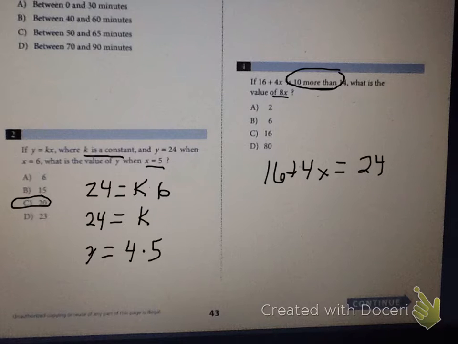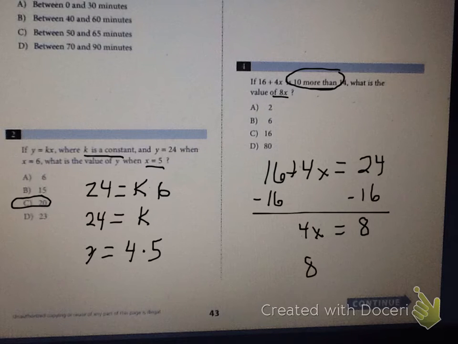So you're not finding x. You're finding x and then figuring out what 8x is. So 4x equals 8. Now you could stop right here. It's asking for 8x. If 4x equals 8, then 8x equals 16, because you double and you double. Now a lot of people will solve and get x equals 2. If you plug 2 back in, you still get 16.